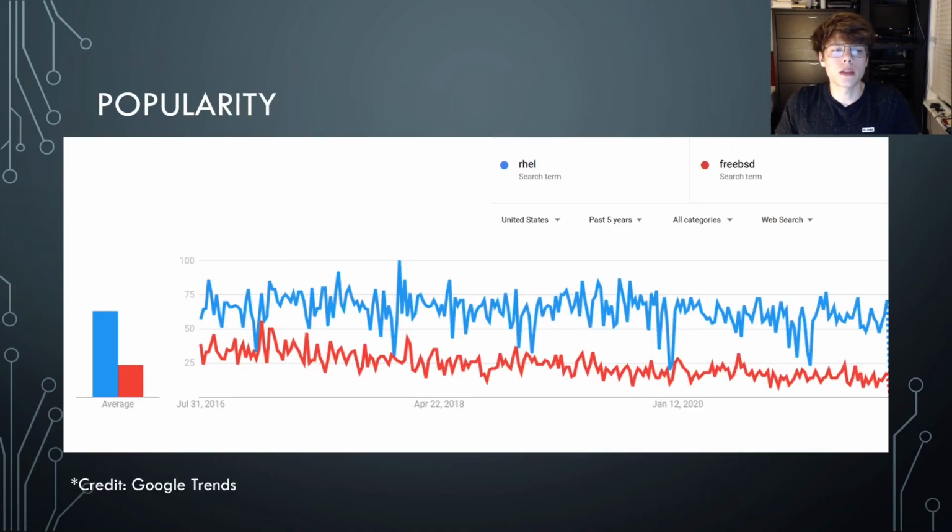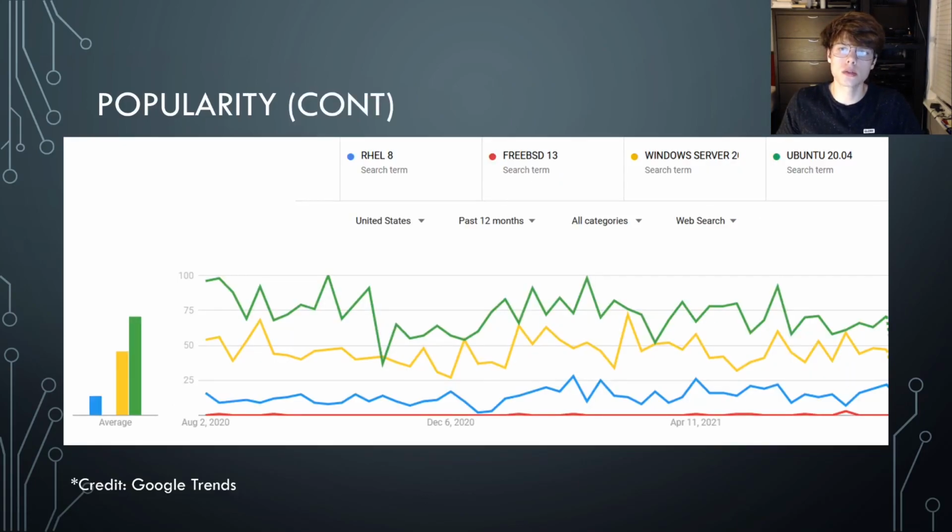And then from another high level, looking at Google Trends here, we can see the popularity over the past 5 years. FreeBSD is consistently a much less popular query on Google versus Red Hat. And then to give you a bit more, we can look at Ubuntu 20.04, Windows Server 2019, FreeBSD 13, and Red Hat Enterprise Linux 8, and their query results over the past year. These are the most current stable releases of these operating systems. You're going to see by far and away Ubuntu is the most popular, followed by Windows Server, and Red Hat and FreeBSD are in relative obscurity here, especially FreeBSD.